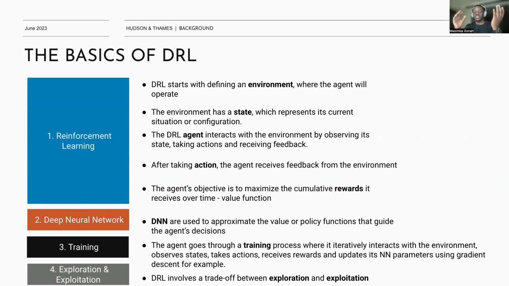Now, feedback is judged or governed by what we call a reward function. This reward function is going to give us feedback to say, are we doing well or are we doing badly? If we're doing well, it's a reward. If we're doing badly, that's a punishment. So that's reinforcement learning at its core.